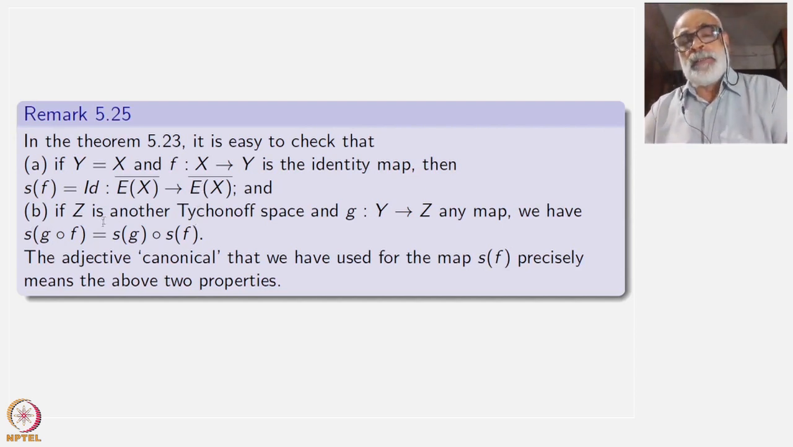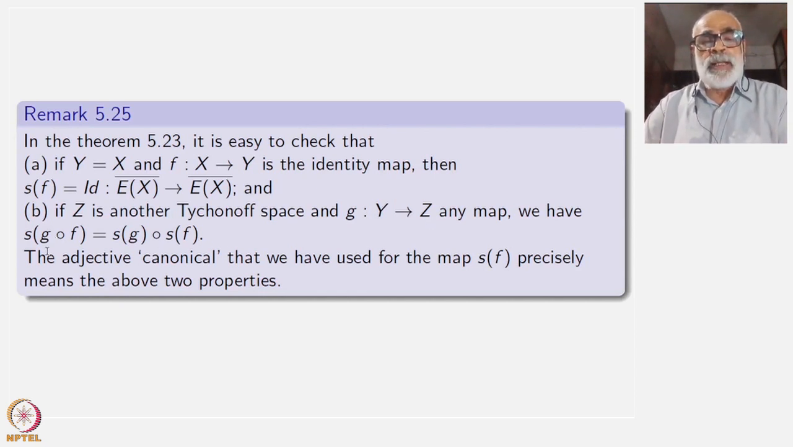Second comment here is, if Z is another Tikhonov space, and g from Y to Z is another continuous function, then you can look at S of g composite f. g composite f will be from where to where? From X to Z, right? So that is nothing but Sg composite Sf. See, S of g composite f is from X bar to Z bar. So in between you have this Y bar. So X bar to Y bar to Z bar, you have Sg composite Sf. I will leave this verification, which is purely set theoretic, to you.